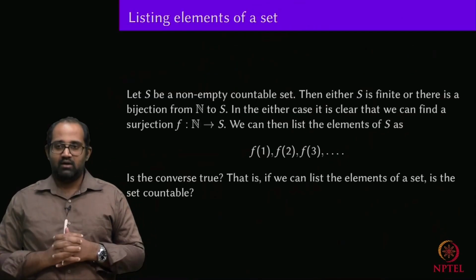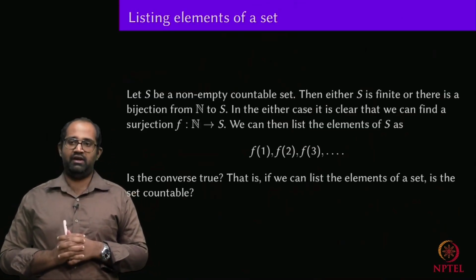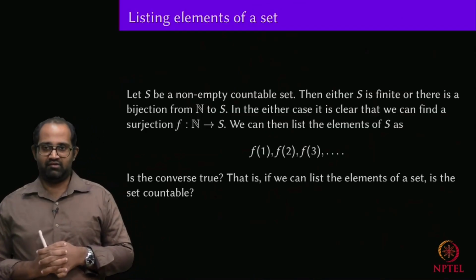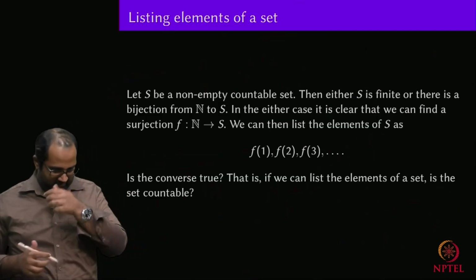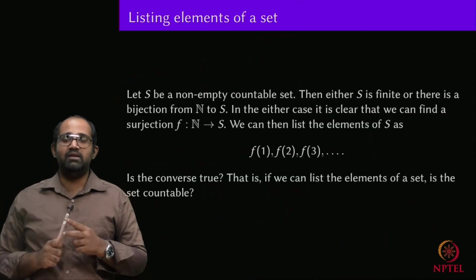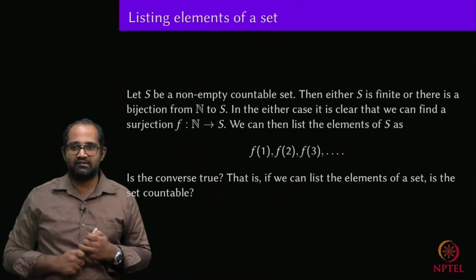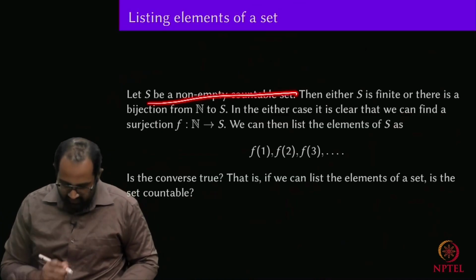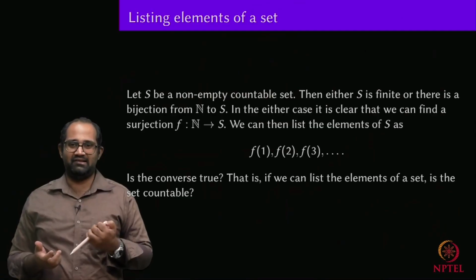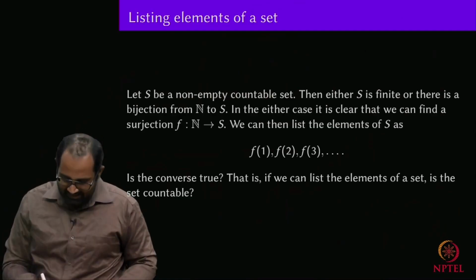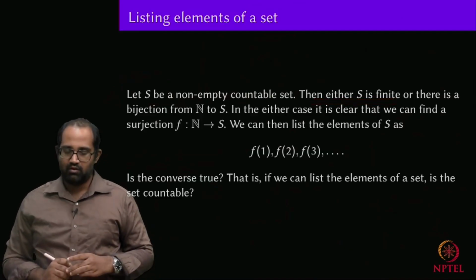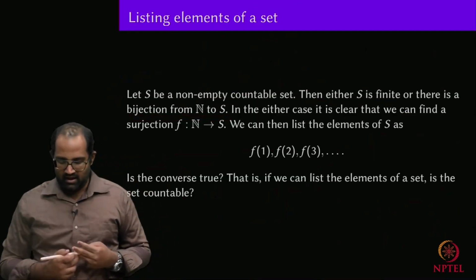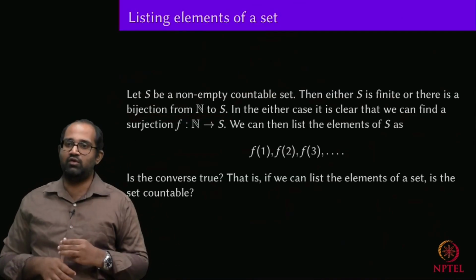Okay. Now, many sets of interest are countable, and how do you prove that a set is countable and how do you get a grip on countability? Well, countable sets are those whose elements can be listed. What do I mean by that? Well, let S be a non-empty countable set. The empty case is really trivial. Then either S is finite or there is a bijection from n to S. These are the only two possibilities. Okay? Either, to be more precise, S is finite includes S is empty.